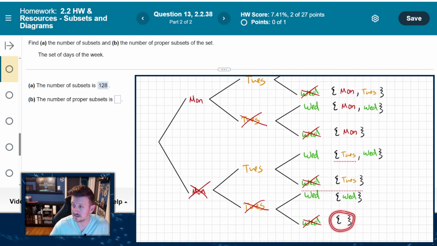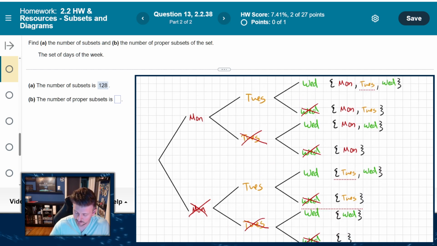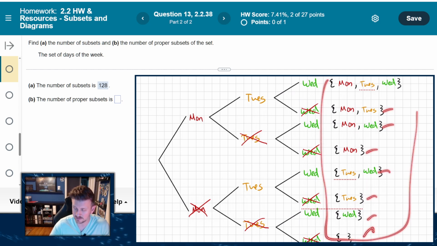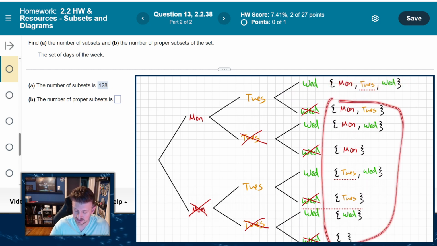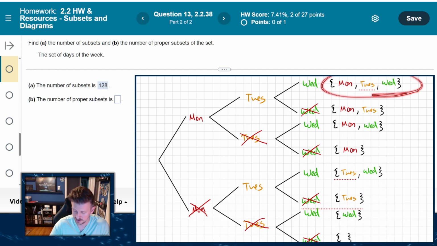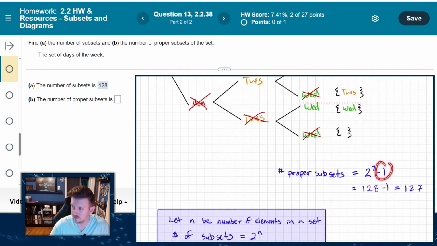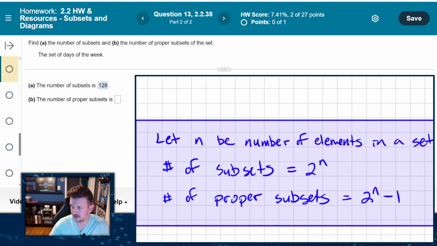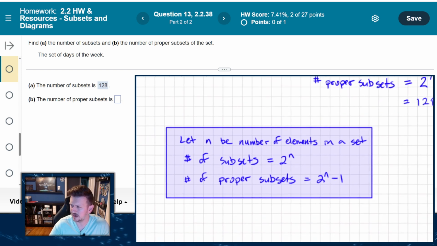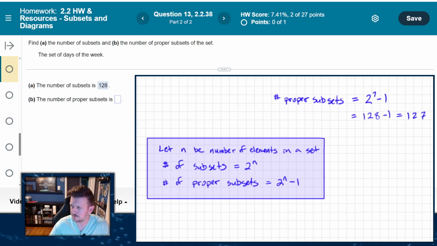So notice here, this empty subset is included. The empty set is included. So no set would be 1, 2, 3, 4, 5, 6, 7. Or since we already counted up that there was 8, I'm just eliminating 1. If this one was not here, then these are all proper subsets. This one is not. So that's why I can just do 2 to the 7th minus 1 to get my 127.